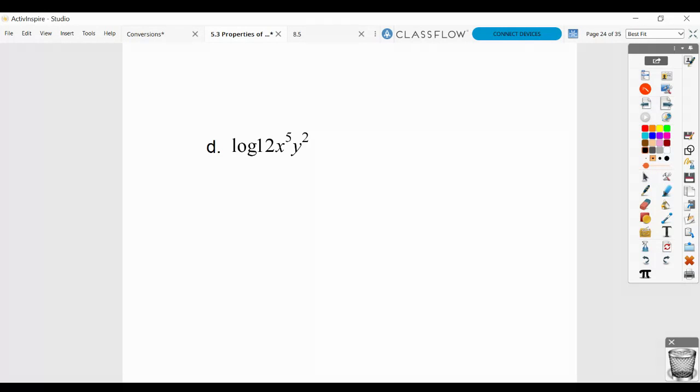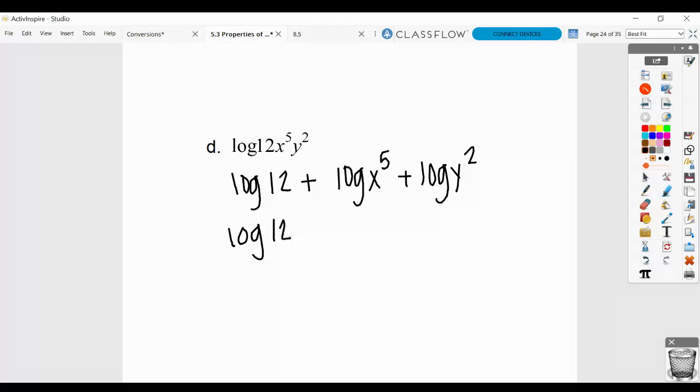Okay, so if you look at part D, we are multiplying again. So whenever we want to multiply, we have to add them. So we would have log 12 plus log x to the 5th plus log y squared. And then the 5 and the 2 need to come out front because of the power property. So you'd have 5 log x plus 2 log y.